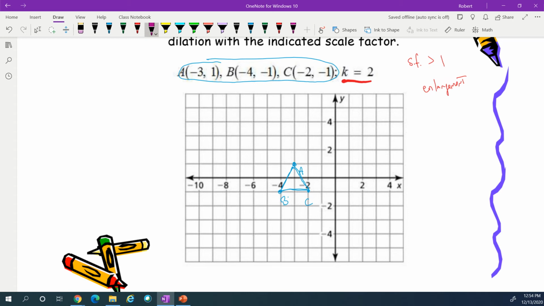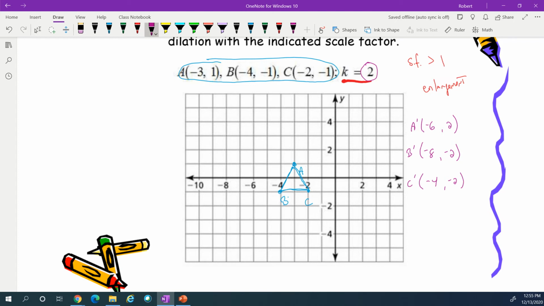Our rule says multiply everything by the scale factor. So A prime, we're multiplying everything by 2. So we get -6, 2. B prime, -8, -2. And C prime, we get -4, -2.